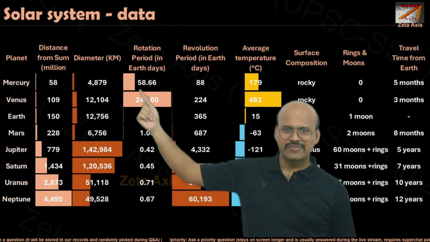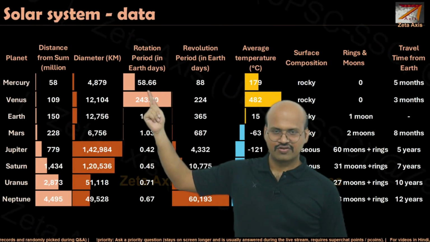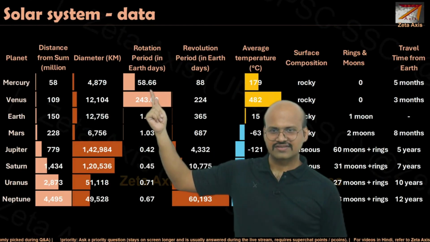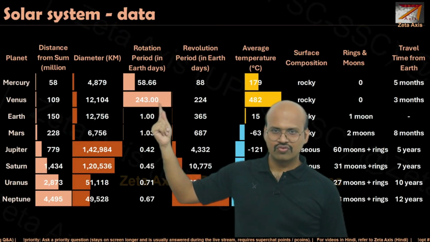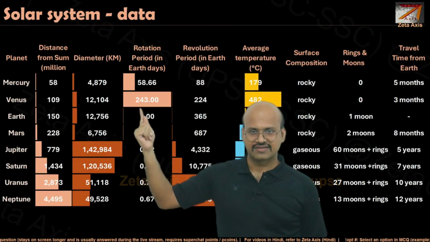So if we see Mercury, it takes around 58.66 days for rotation on its own axis. But if we go to Venus, it takes 243 Earth days.